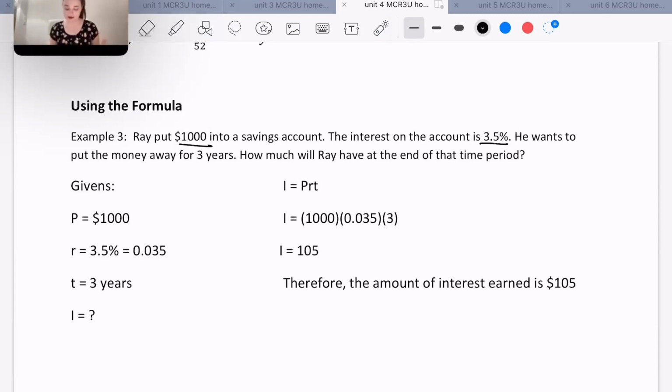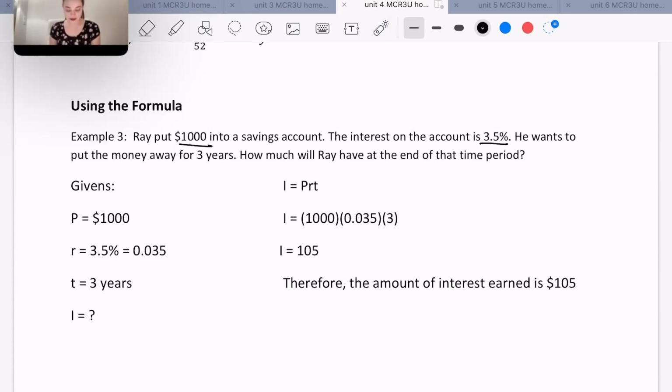So before we look at how to do this, what's happening? Is he borrowing money or is he the lender? And in this case, he's a lender. He is putting money into a savings account. And the bank is saying that they will pay him 3.5% interest. So interest is good in this case for Ray. He is making money basically by leaving the $1,000 in the account and not touching it, not doing anything else with this money.